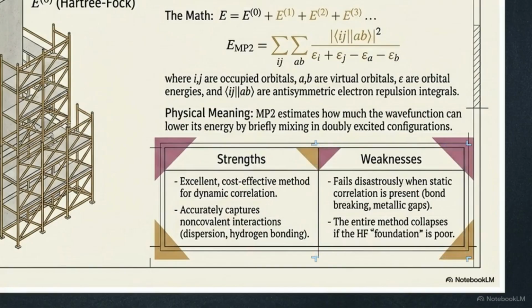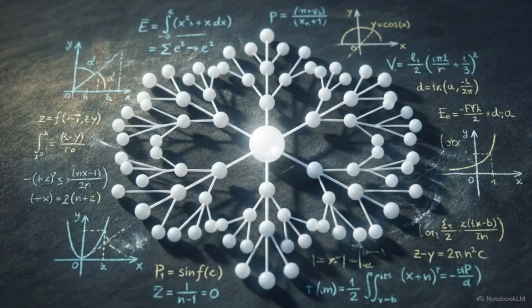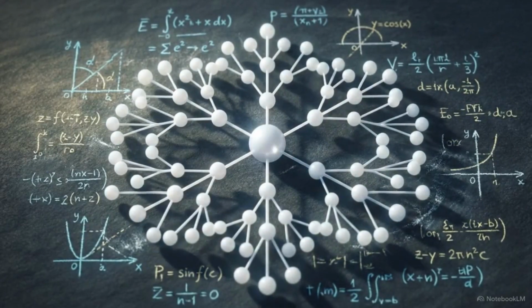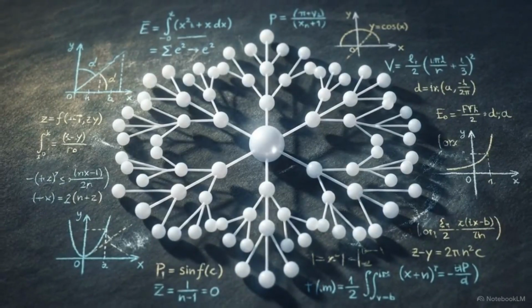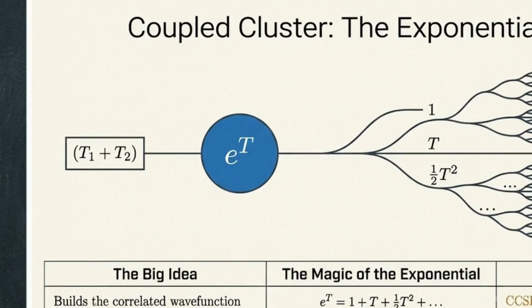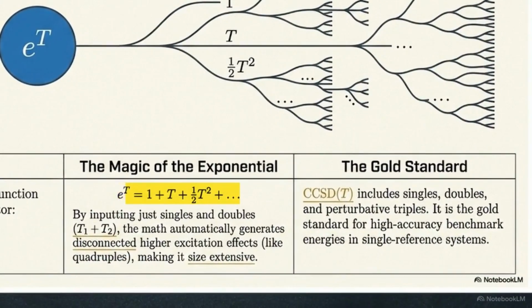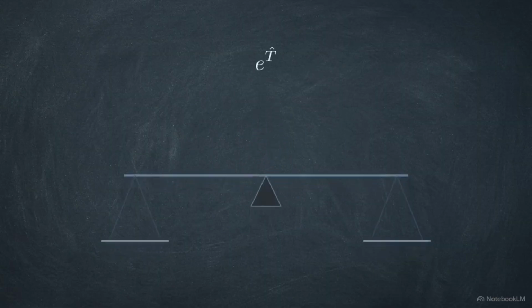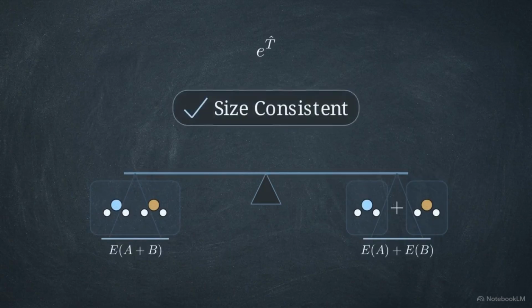For high-accuracy calculations of single-reference dynamic correlation, the field relies on a different architecture entirely. It is the gold standard of quantum chemistry, coupled cluster. This branching diagram maps the coupled cluster method. Instead of a linear approach, coupled cluster applies an exponential operator. By inputting just single and double excitations, the math automatically generates the required disconnected higher excitations, like quadruples, indefinitely. This automatic generation of higher excitations guarantees size consistency. It delivers the precision that linear CI attempted without violating the physical laws of separated molecules.